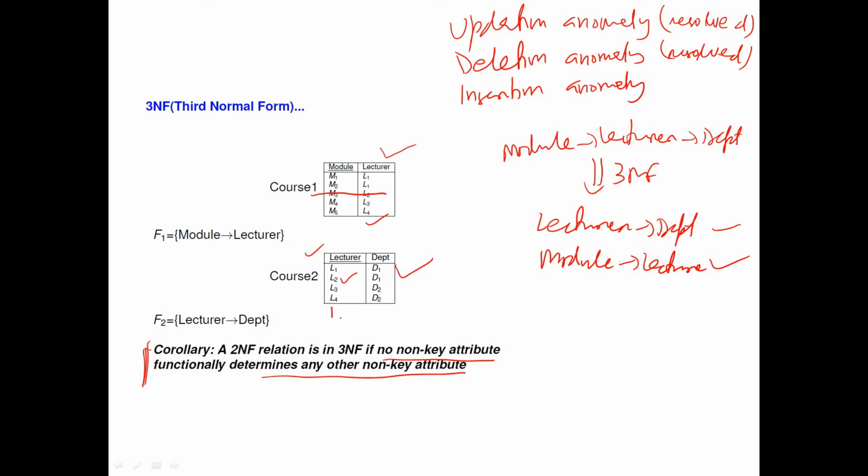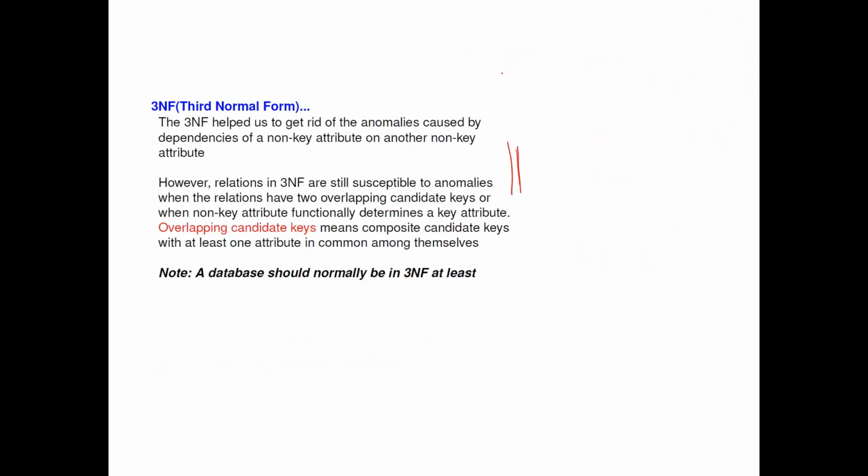Similarly, I can go for inserting lecture 5 without the module, because lecture is in the primary key of course 2, so I can easily insert that. So the insertion anomaly is also getting resolved. So if you see in the 3NF, our updation, insertion and deletion anomalies are normally resolved and they are not present after the 3NF.